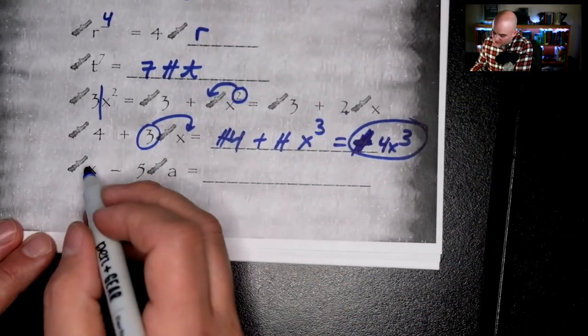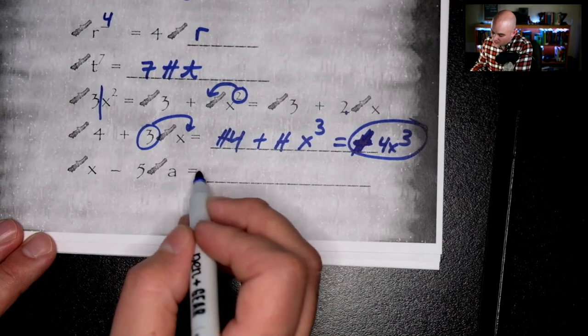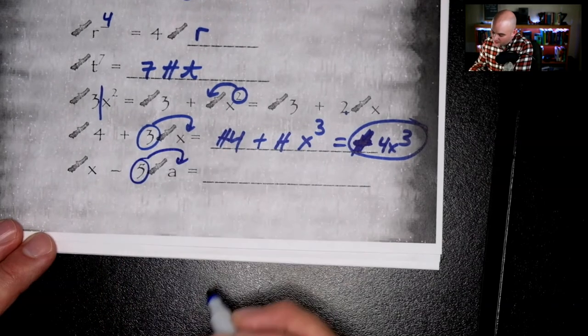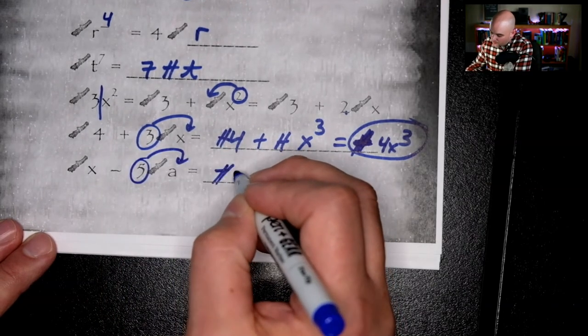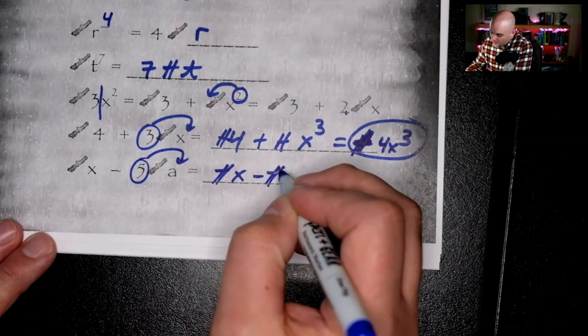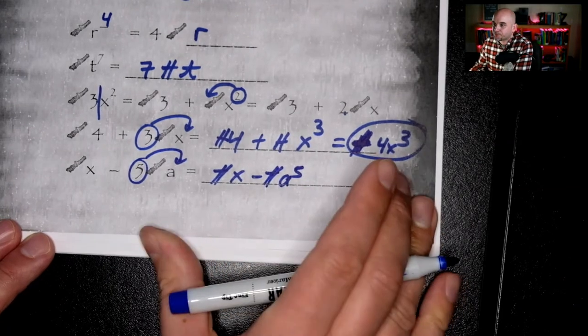And then lastly here, we got bacon x minus 5 bacon a. Let's move that 5 up top, and I get bacon x minus bacon a to the 5th.